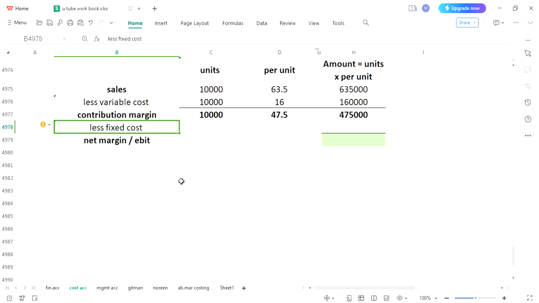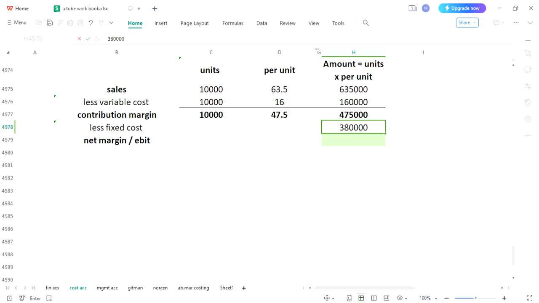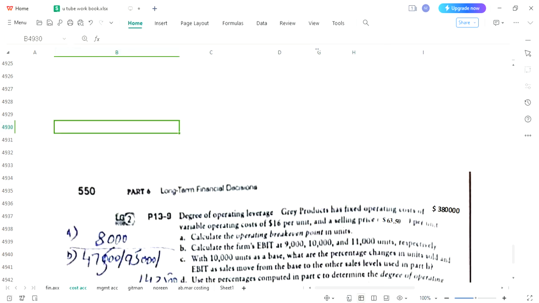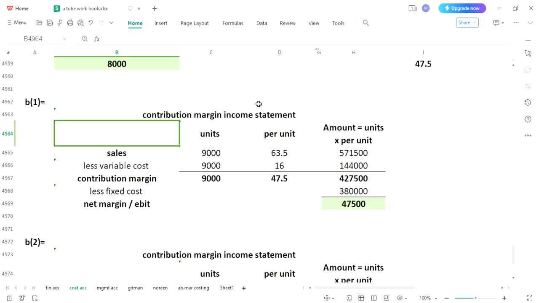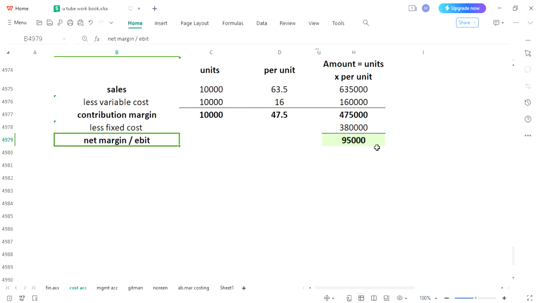Now go back to see how much was fixed cost. 3,80,000. Put 3,80,000 over here. It's time to calculate the net margin, which is the difference between fixed cost and contribution margin. To calculate this difference, we will put 475,000 as our contribution margin. To calculate the difference, we will subtract 380,000, which was our fixed cost. So in this way, our second EBIT has been calculated. So over here, you can see this is your B part, and you have second answer 95,000, and your answer is also 95,000.